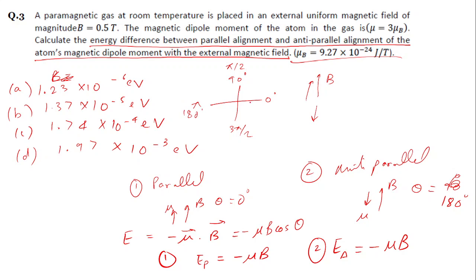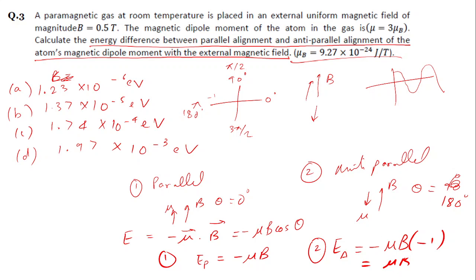Cos 0 is 1 and cos 90 is 0, right? If you remember the graph of cos, it goes from 1 to 0, and then it goes to negative. So cos 180 degree, or cos pi, is minus 1. So we will get minus 1 times minus mu b, which is mu b. In the parallel case it's minus mu b, in the anti-parallel case it's mu b.